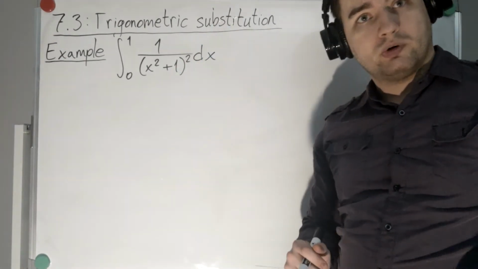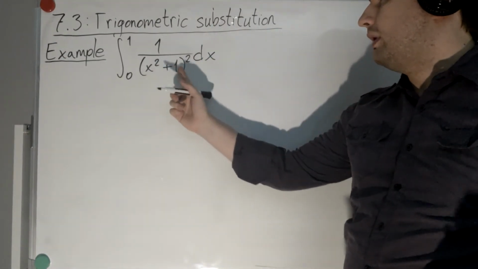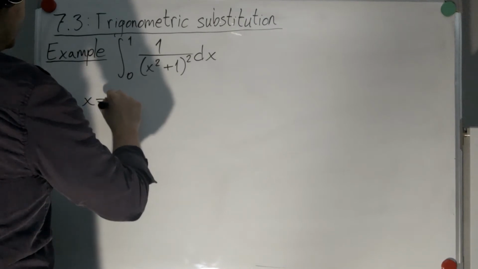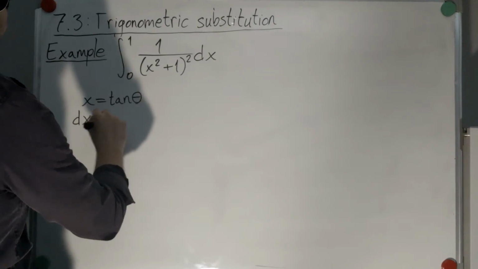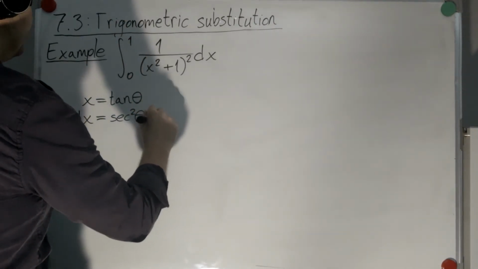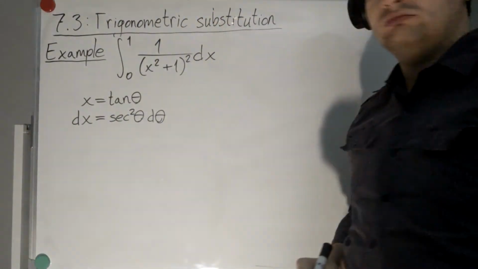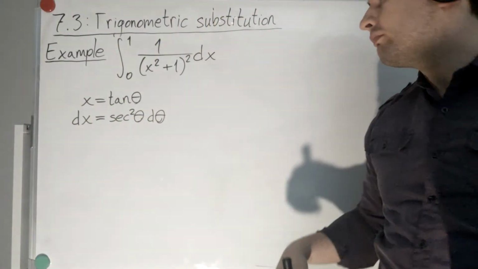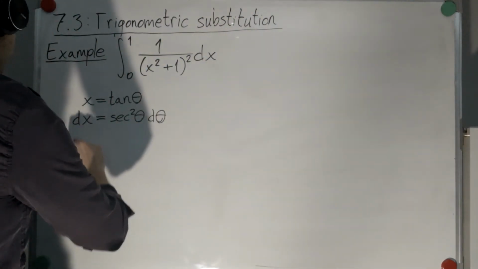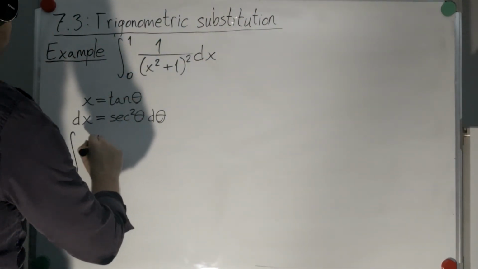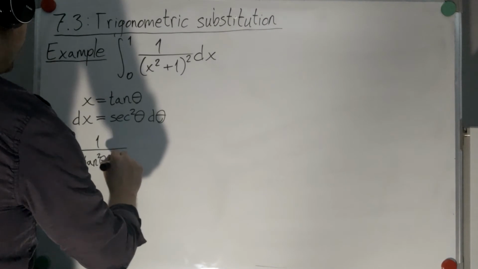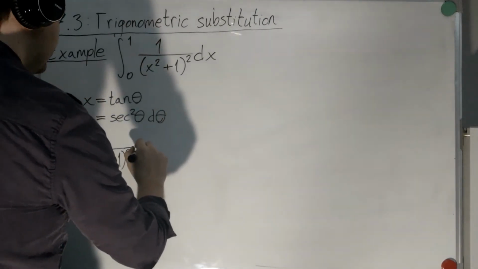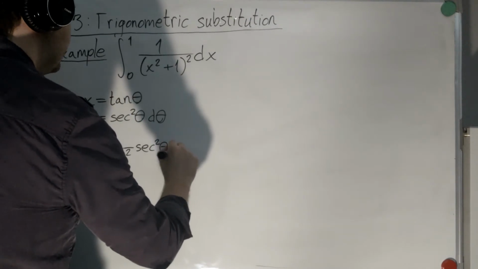So, in this case, what we're going to do is, again, this is x squared plus 1 squared. So we can say x is equal to 1 times the tangent of theta. In that case, dx becomes secant squared theta d theta. Right? Now, this integrand becomes 1 over tangent squared theta plus 1 squared times secant squared theta d theta.